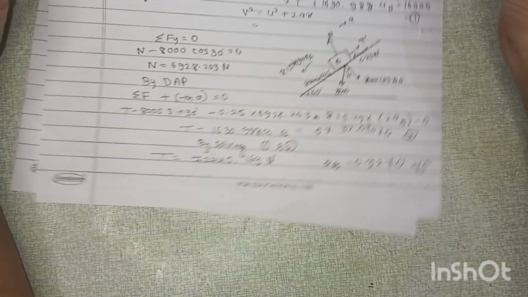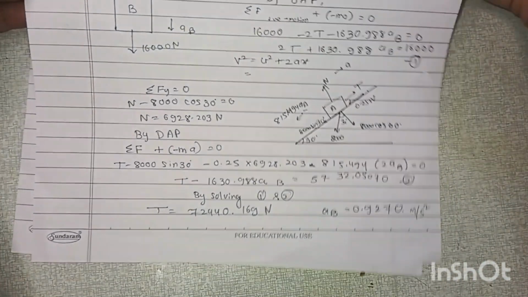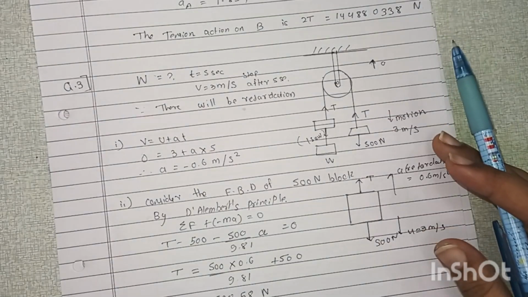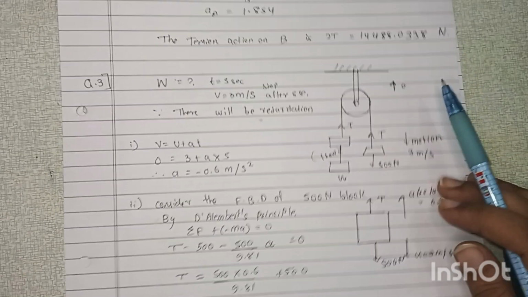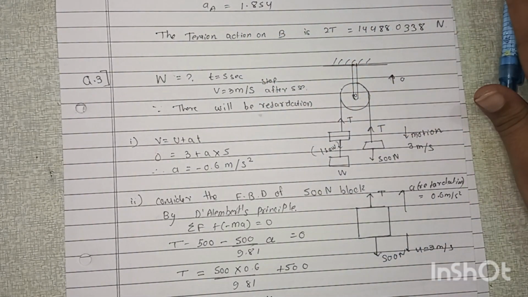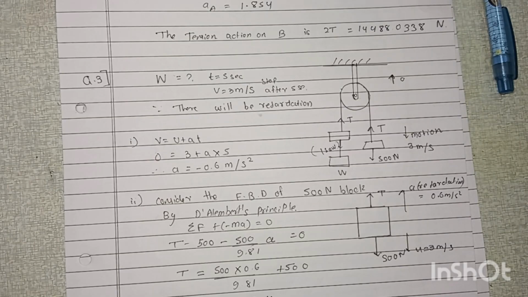Okay, so I hope these things are clear to you. Now let's move further. So what is the acceleration of A? The relation we have derived is 2 times the acceleration of B. So acceleration of A is equal to, you simply have to multiply the value of acceleration B by two, and you will get 1.854.